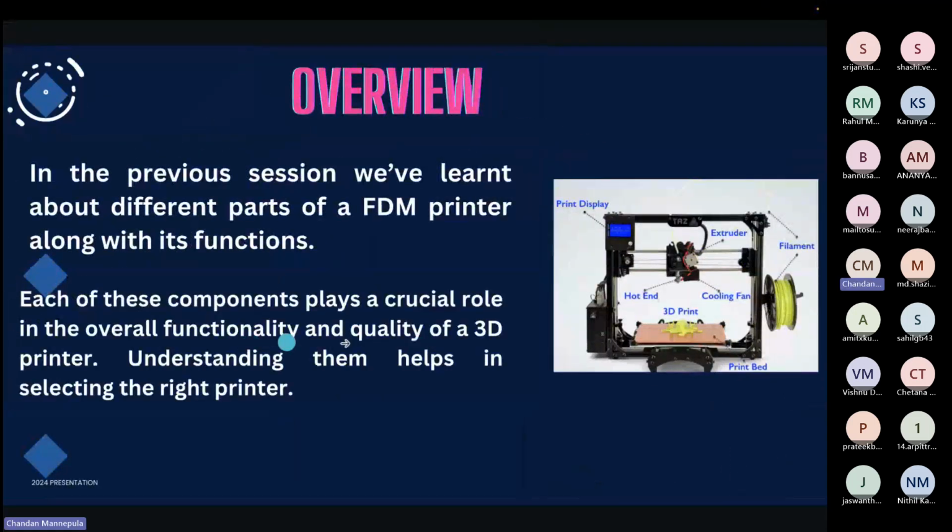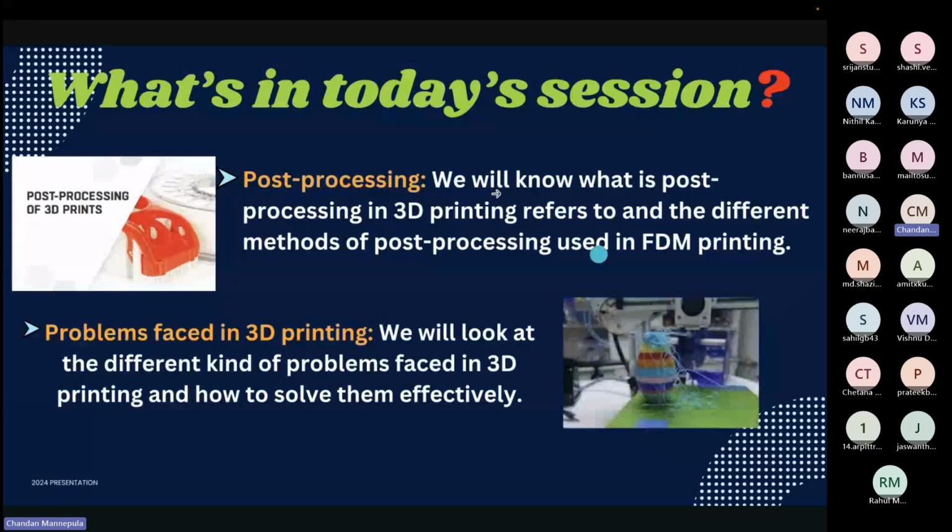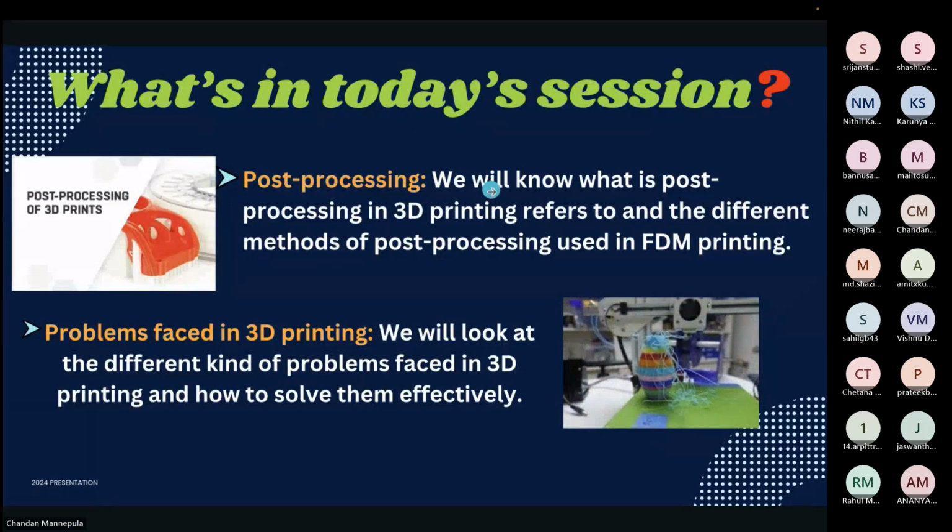Each of the different components in an FDM printer plays a crucial role in the overall functionality and the quality of a printer. So as long as you maintain the good quality of each part of this printer, the efficiency of the built 3D model will be high. In today's session, we are going to learn about post processing. We will know what post processing in 3D printing refers to and the different methods of post processing used in FDM 3D printing.